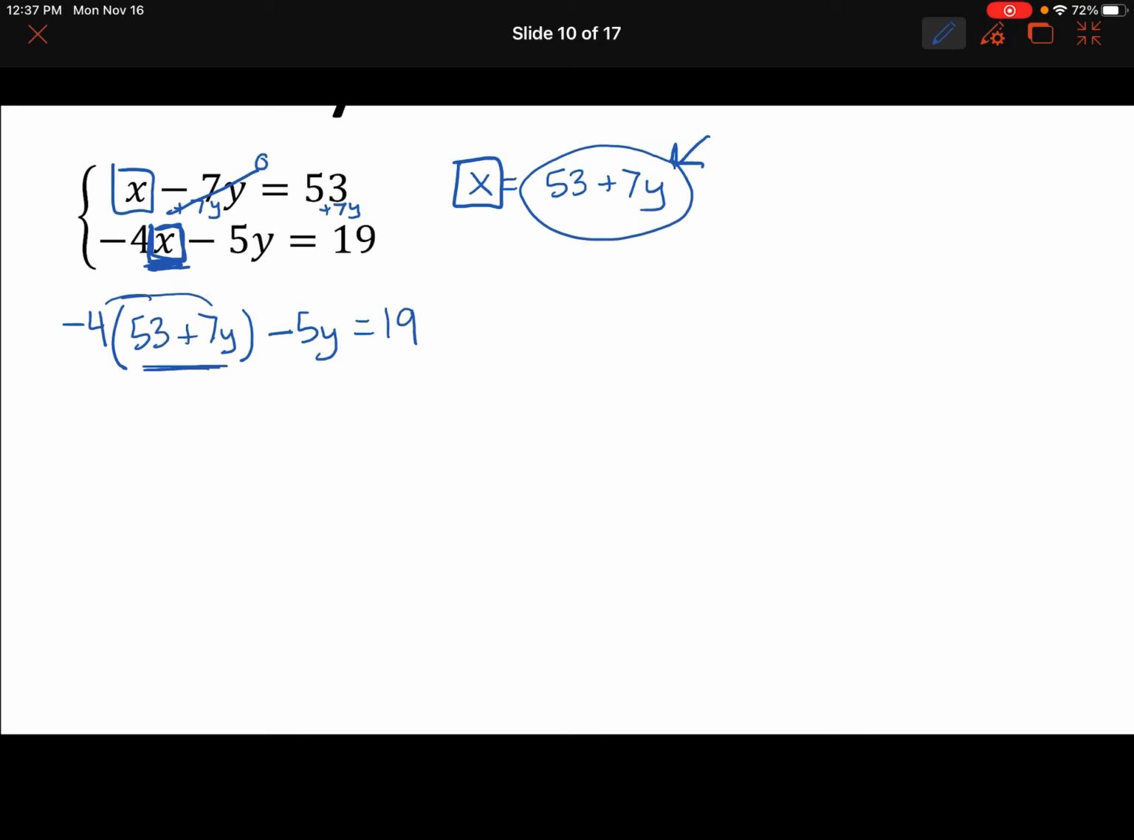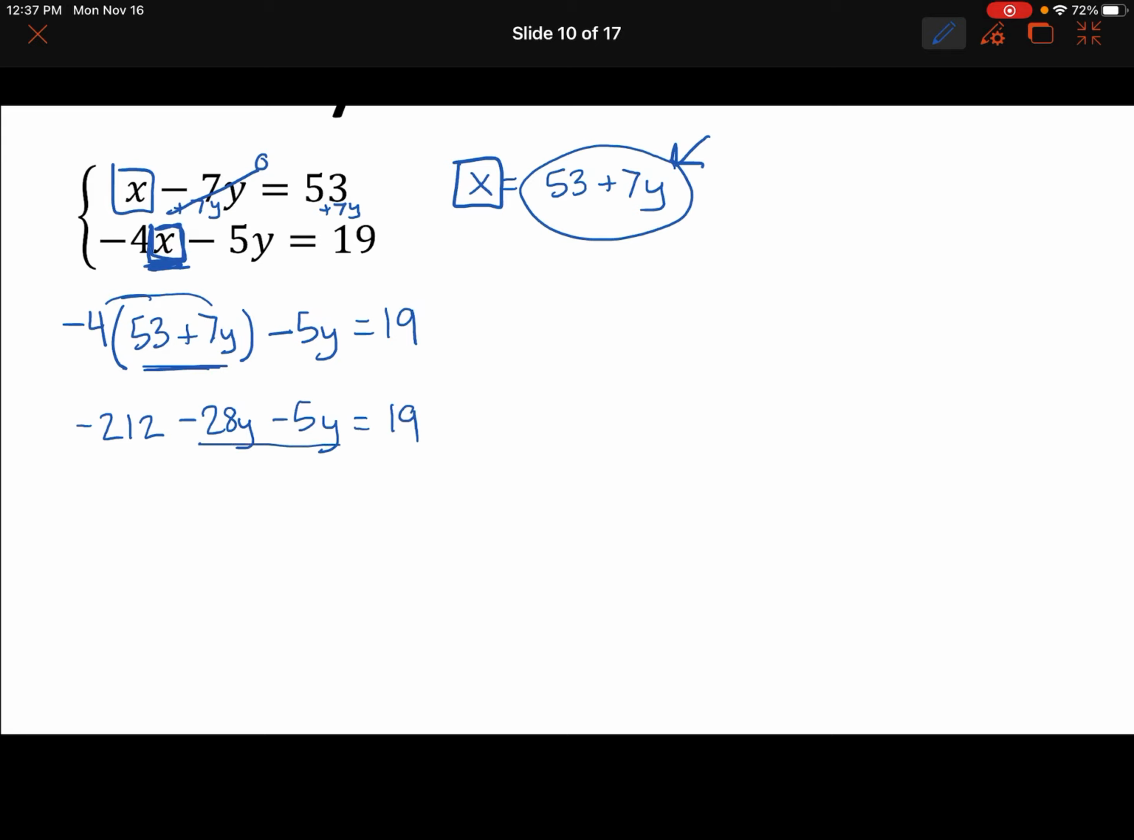So go ahead and distribute. -4 times 53. So we have -212. 7 times 4, 28. We still have our -5y equals 19.